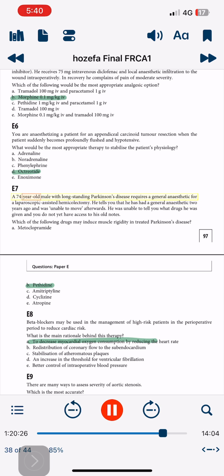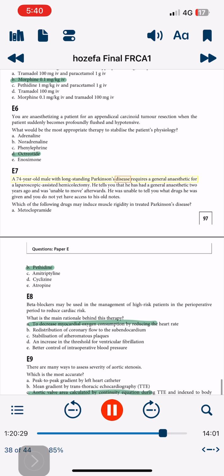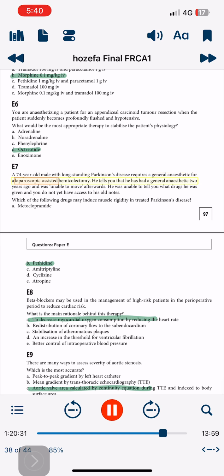E7. A 74-year-old male with long-standing Parkinson's disease requires a general anesthetic for a laparoscopic assisted hemicolectomy. He tells you that he has had a general anesthetic 2 years ago and was unable to move afterwards. He was unable to tell you what drugs he was given and you do not yet have access to his old notes. Which of the following drugs may induce muscle rigidity in treated Parkinson's disease? A. B. Pethidine.